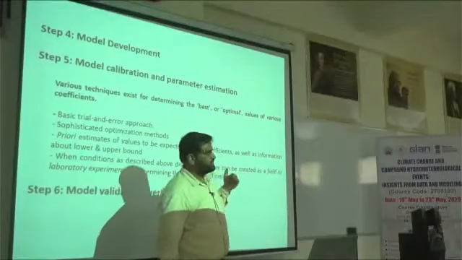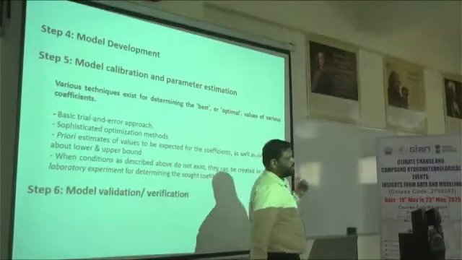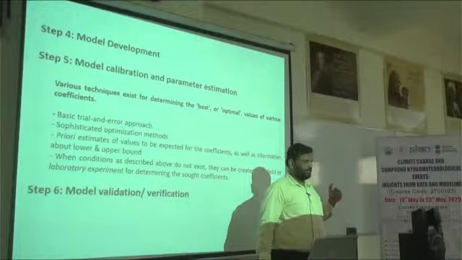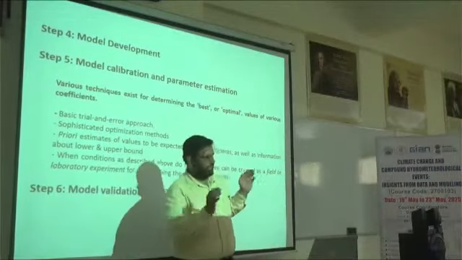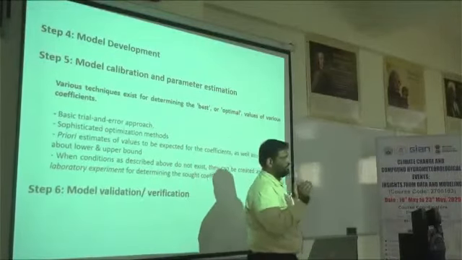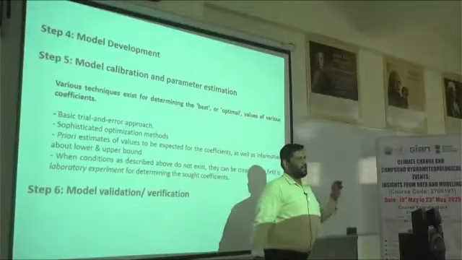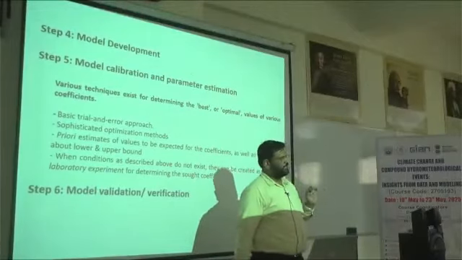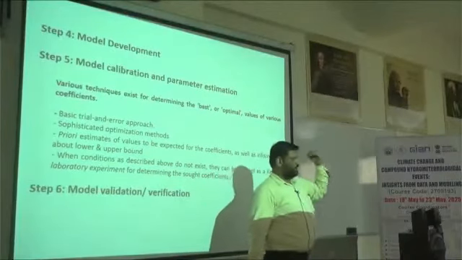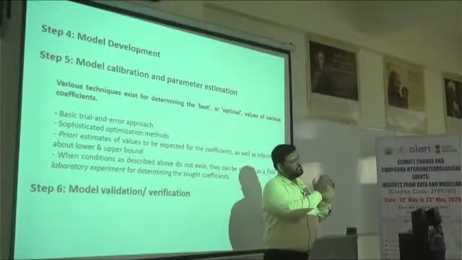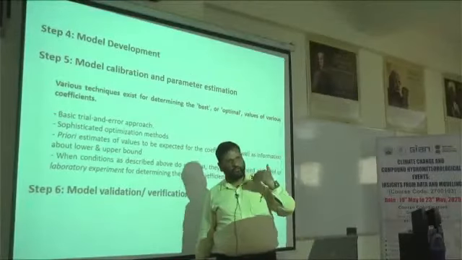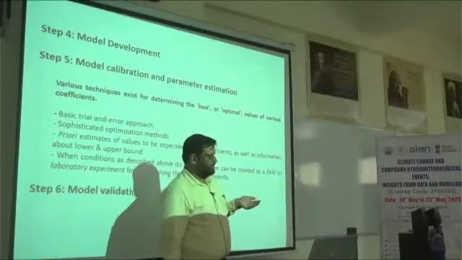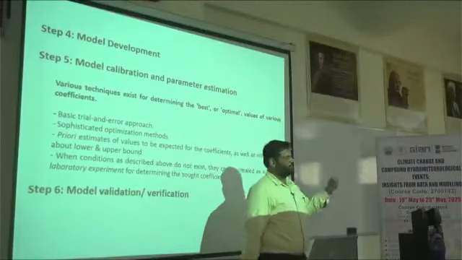During validation, what we have to do is give some unseen data. When we do calibration and validation, we have to divide our data sets. Suppose you are running your model from 1960 to 2024. Then you divide your data sets: around 60% you keep for the calibration part and 40% you keep for the validation part. So like that we have to do calibration and validation.